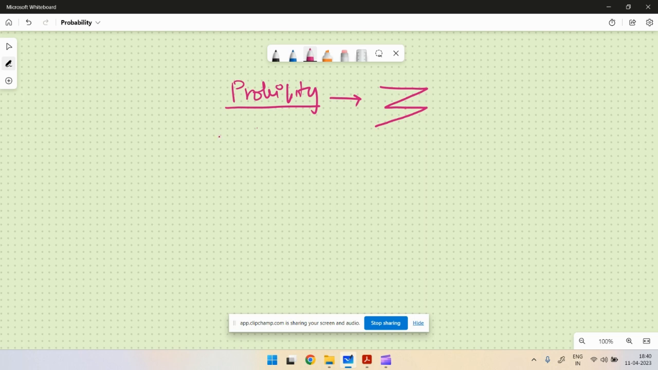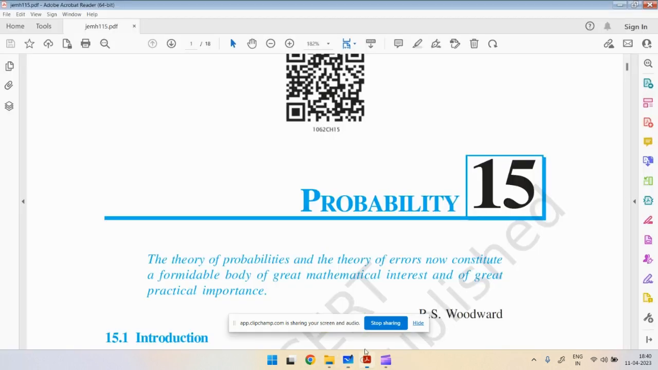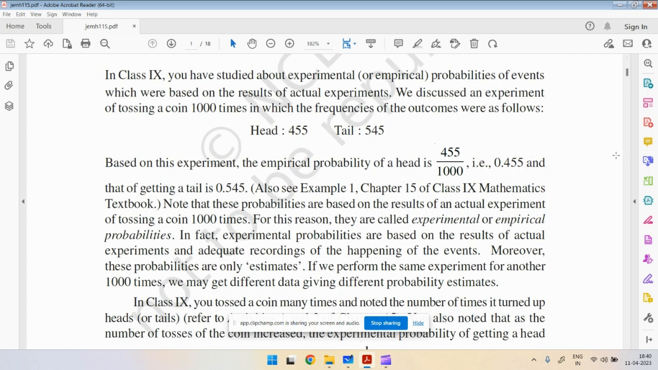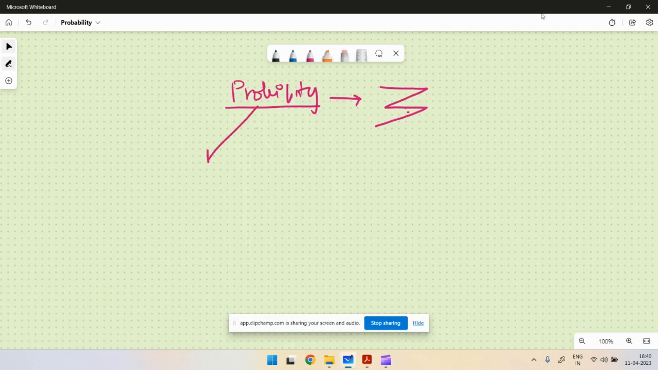Now, in this, there are two types of probability as per your NCERT. First is theoretical probability. Second is experimental probability. This probability is of two parts: theoretical and practical, or experimental. This is also known as experimental probability.